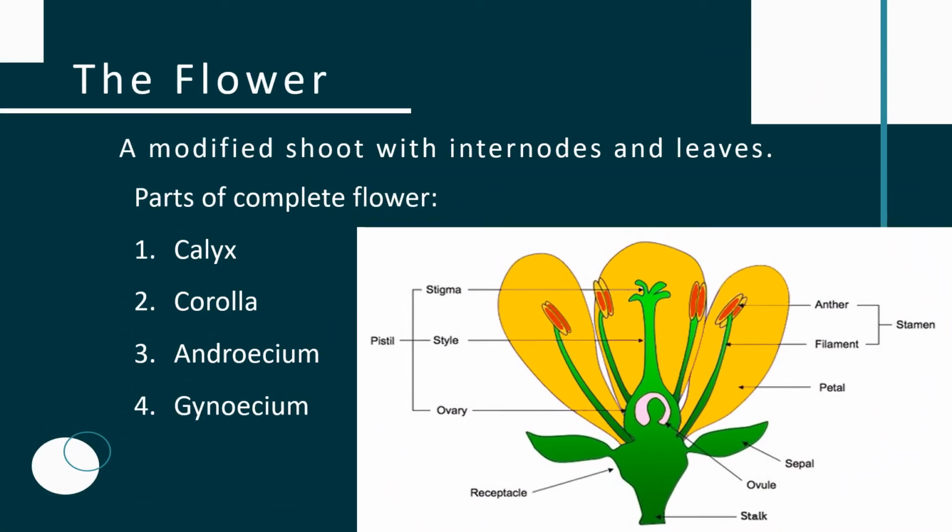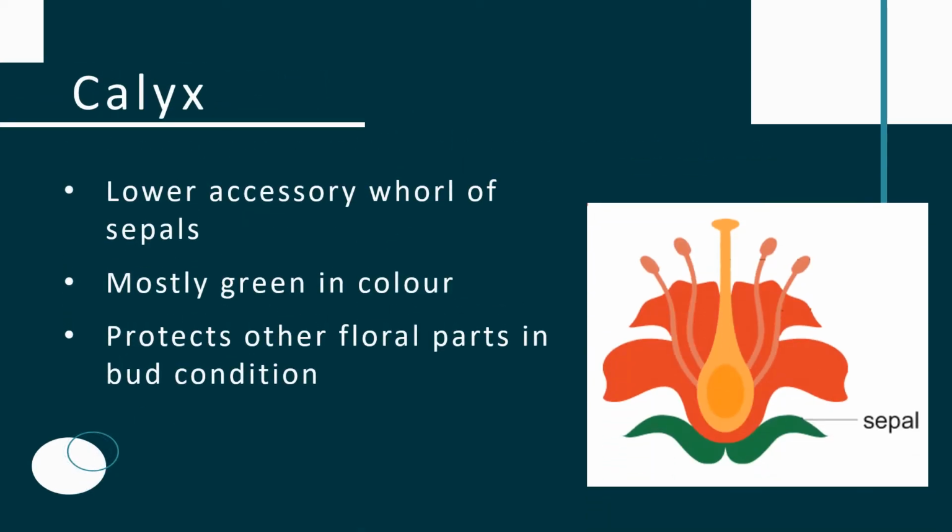Flower is a modified shoot with internodes and leaves. Internodes are highly condensed and leaves are specialized differently in order to act as different floral parts. A complete flower will have four whorls attached to a receptacle. These include calyx, corolla, androecium, and gynoecium. We'll look into each of these parts separately. Starting from calyx, it is the lower accessory whorl of sepals. In most of the flowers, it is green in color, and in bud condition, it is used to protect other floral parts.